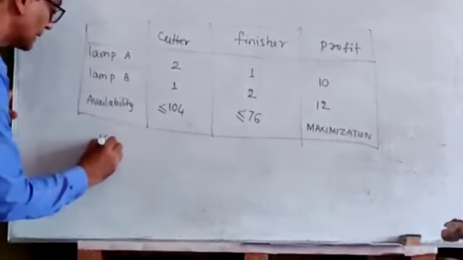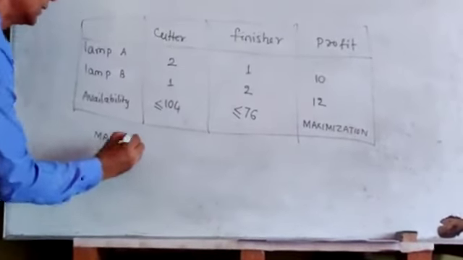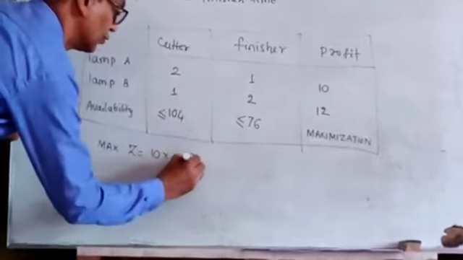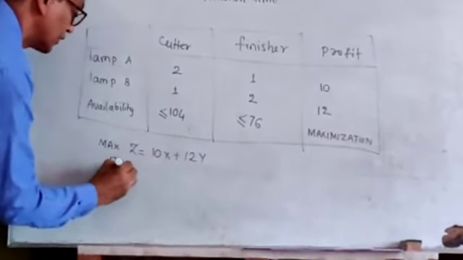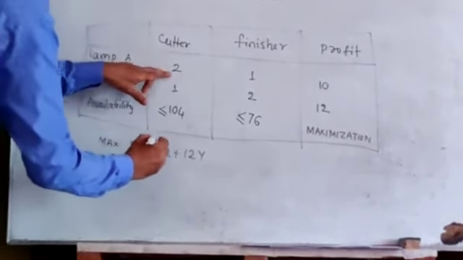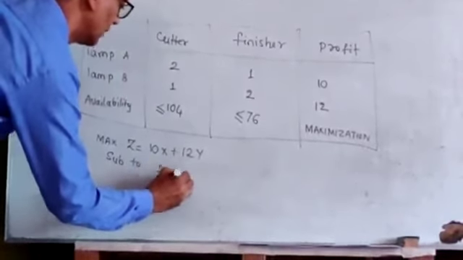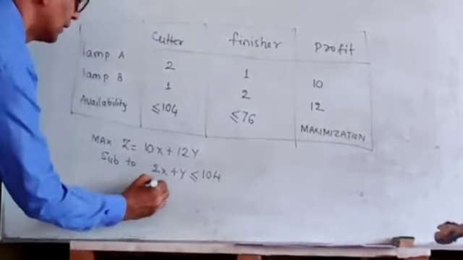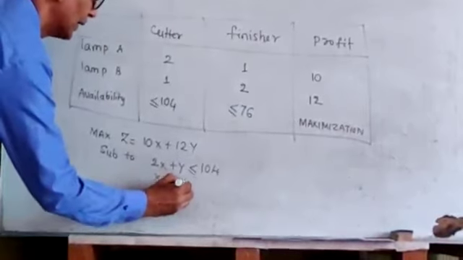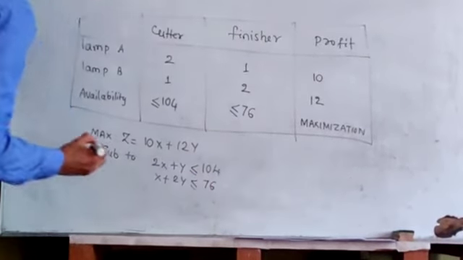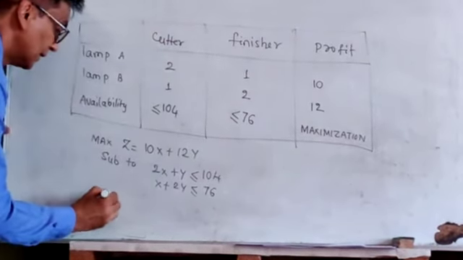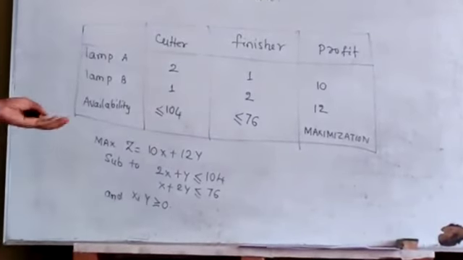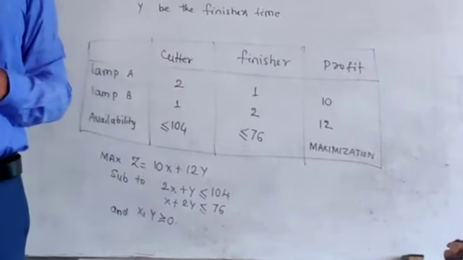Write down maximize Z. See here, it is 10x plus 12y subject to the inequality constraints, that is 2x plus y less than or equal to 104, x plus 2y less than or equal to 76, and x and y greater than or equal to 0. This is how the formulation of LPP will be done.